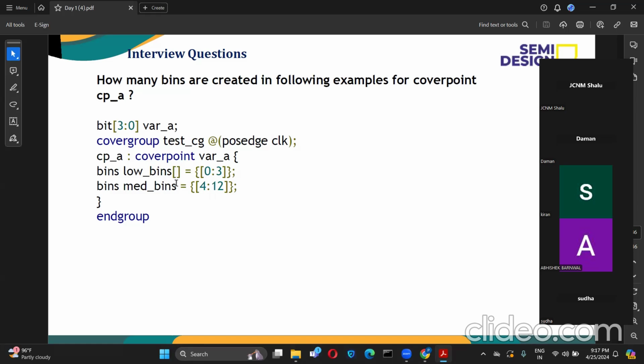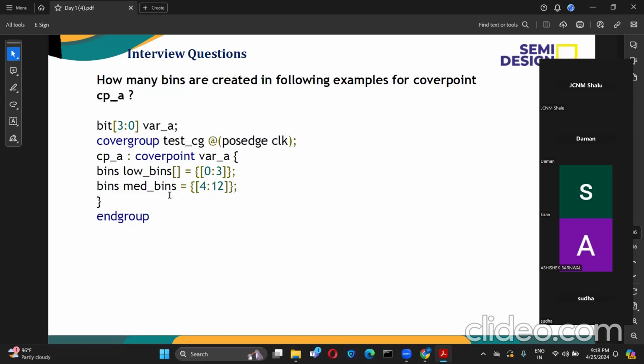The thing you have to observe here is that the square brackets are not there, right? So that's why the auto bins will not get created. Only one bin will get created. Having said that, if you have one more value here, whatever you have here, still only one bin will get created. So people sometimes get confused with that.